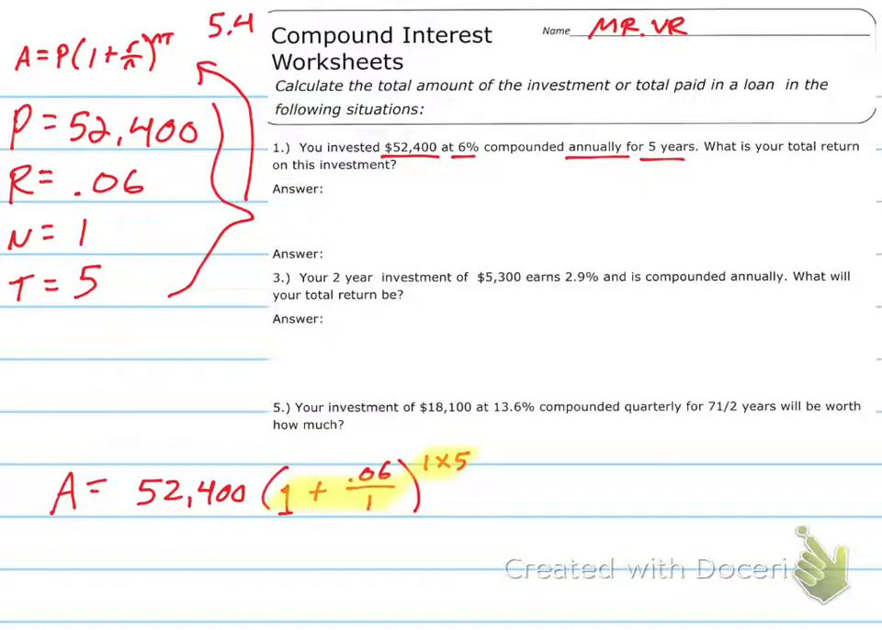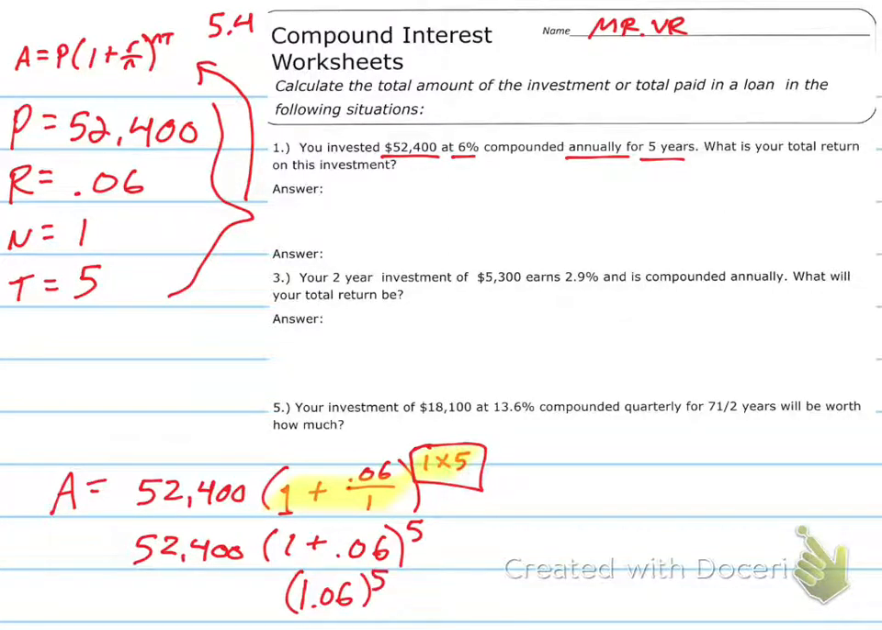So if we do that, we're going to leave 52,400, and then we're going to have 1 plus 0.06 divided by 1. So 0.06 divided by 1 is 0.06. And then simplify this right here too. So 1 times 5 is 5. Okay? We can go even further. And this would be 1.06 to the 5th power. And then you multiply that by 52,400. So you could just put this in your calculator like that.